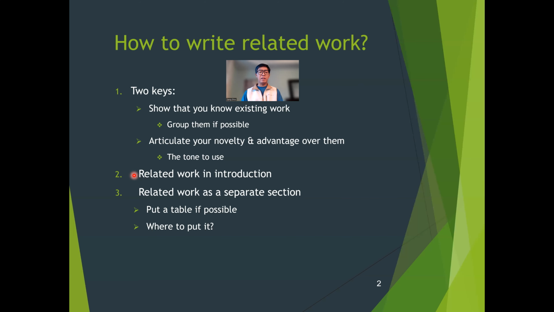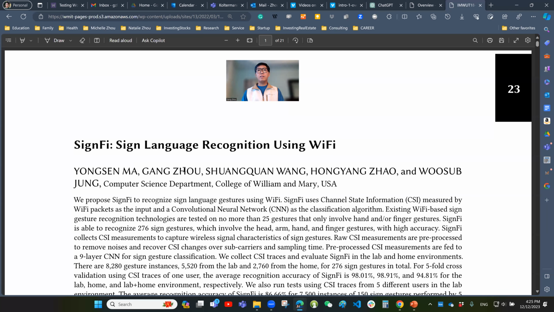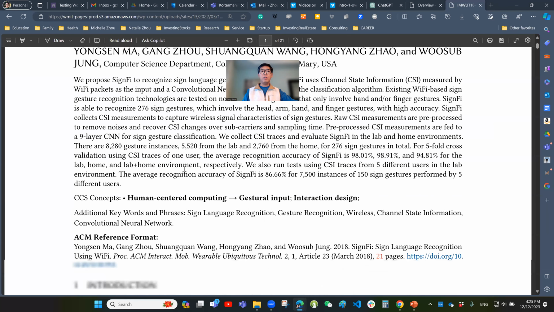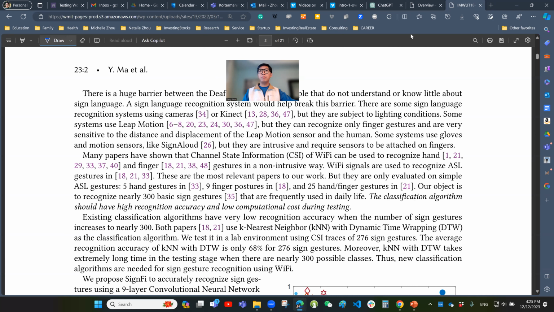Okay, I will show you one example of my paper. This is a paper published in UbiComp, a top conference in ubiquitous mobile computing. This paper is called SignFi: Sign Language Recognition Using Wi-Fi. I will put this paper as a course material. Let's look at the part where we describe related work.